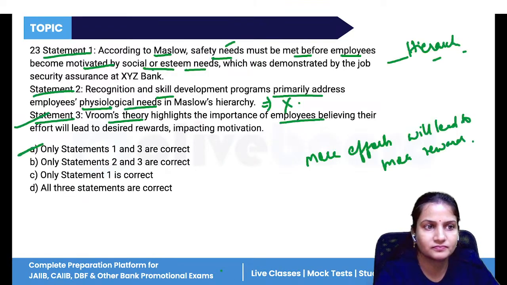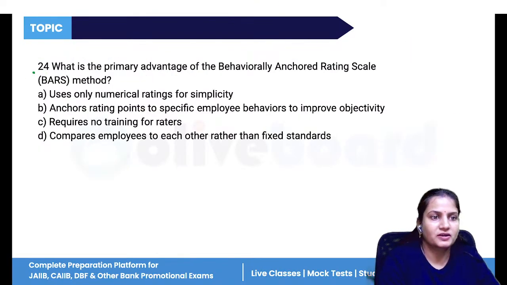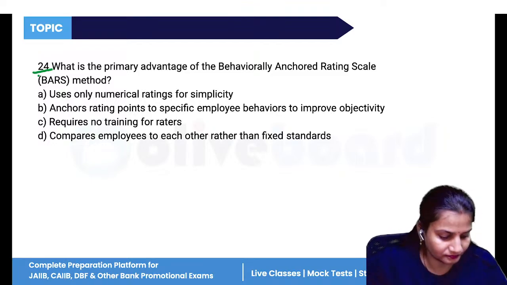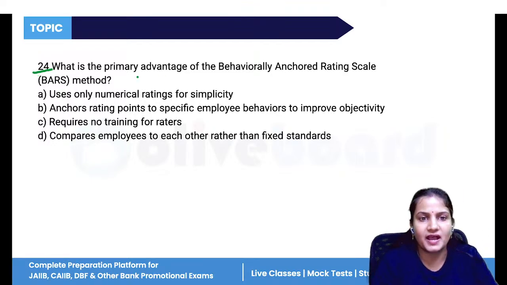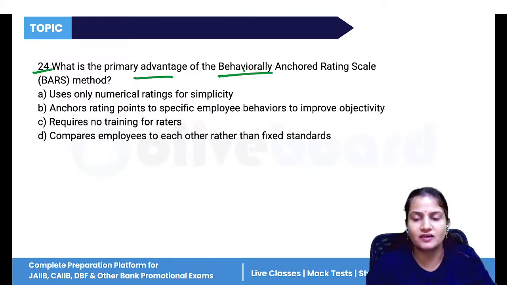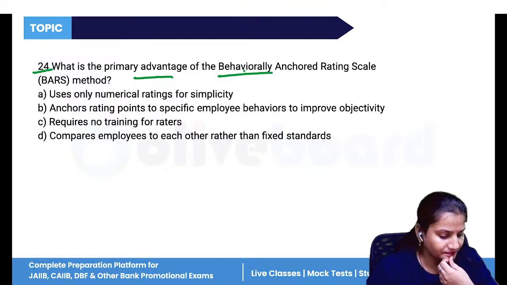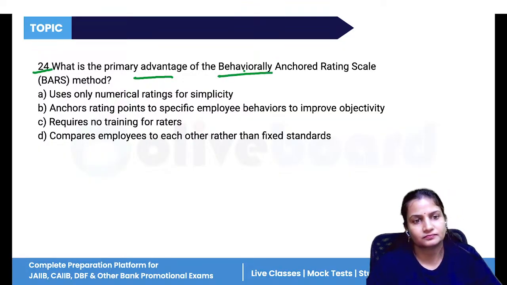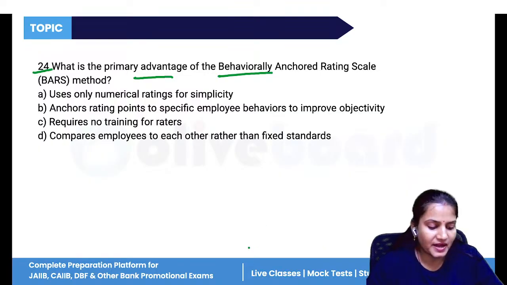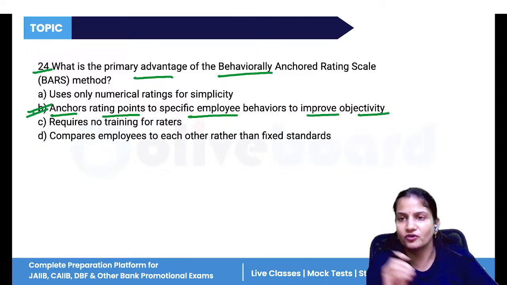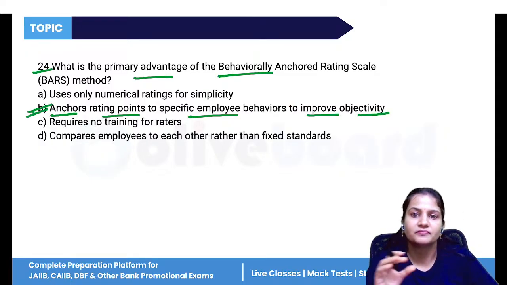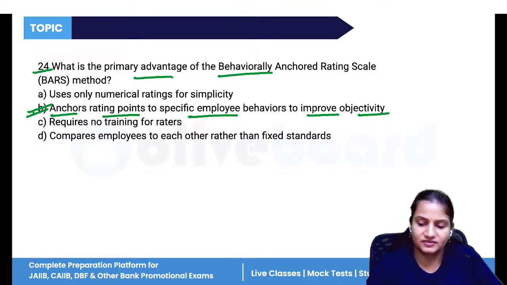Okay, so question number 24. The primary advantage of BARS. This we have done several times. What is the primary advantage of BARS? It anchors rating points to specific employee behavior to improve objectivity. So different anchors, rating points, are used so that the behavior can be analyzed.